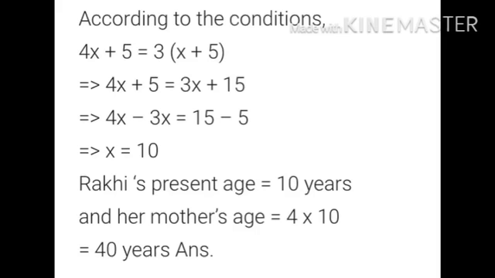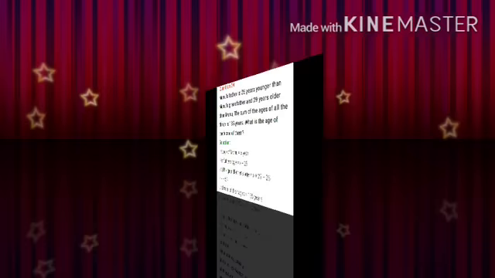So 4x plus 5 is equal to 3 times (x plus 5), which implies 4x plus 5 is equal to 3x plus 15. Transfer the variable to one side and the numbers to the other side. We get 4x minus 3x is equal to 15 minus 5. So x is equal to 10. Rakhi's age is 10 years and her mother's age is 40 years.